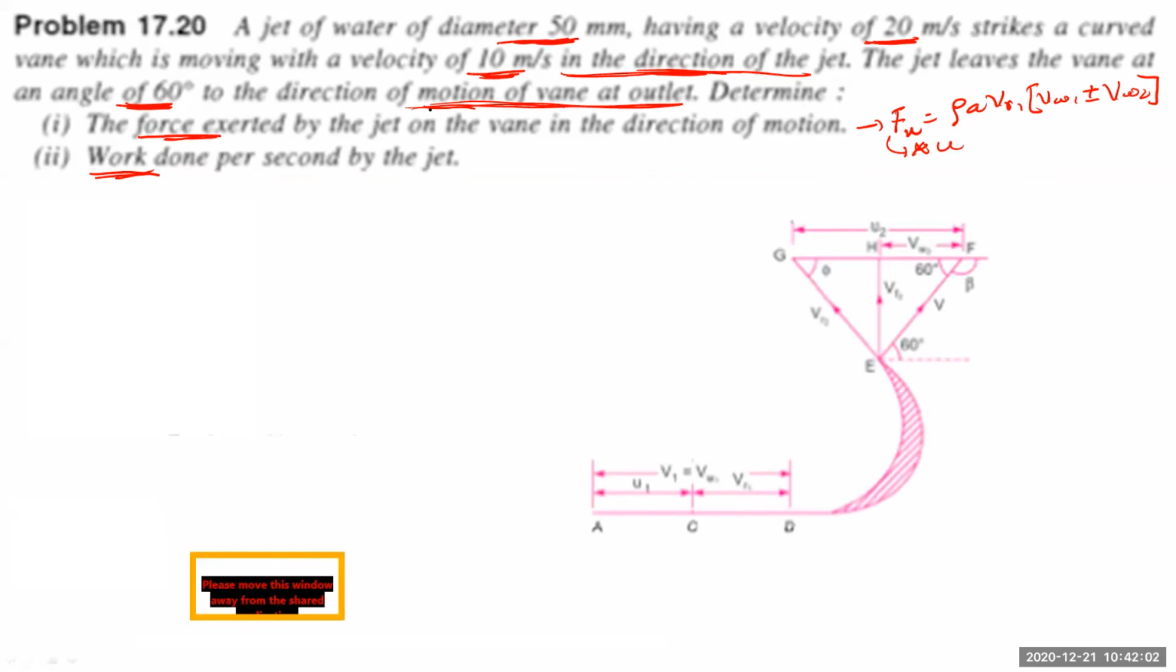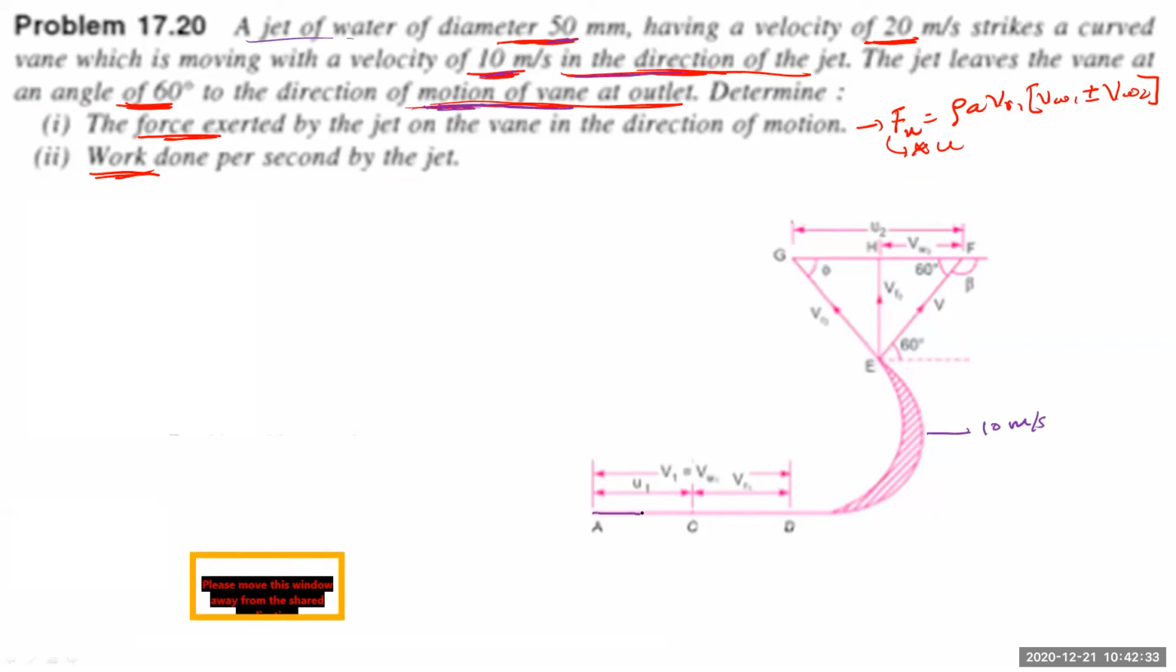Here you can see I have highlighted this line again and again. The jet of water, having this diameter and this velocity, is striking a curved vane which is moving at a certain velocity, so this is moving with velocity 10 meter per second. The jet leaves the vane at an angle 60 degree to the direction of the motion of the vane, and it is in the direction of jet.